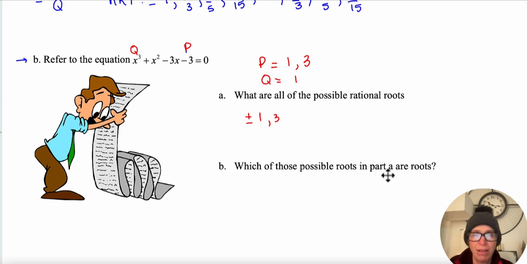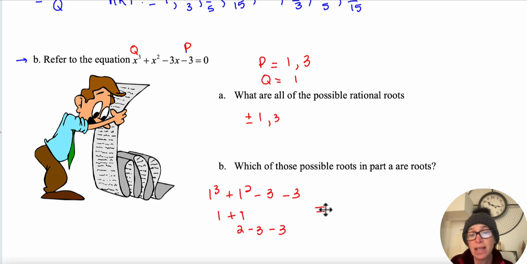Well, how do we tell if something's a root? Number one, we could use the remainder theorem, so we could plug them in. So I'm going to try that. I'm going to start at the beginning. I'm going to plug in 1. So 1 cubed plus 1 squared minus 3 minus 3. So that gives me 1 plus 1, which is 2. 2 minus 3 minus 3. So we can see already 2 minus 3 is -1. -1 minus 3 is not 0. It does not equal 0, so 1 is not a root.